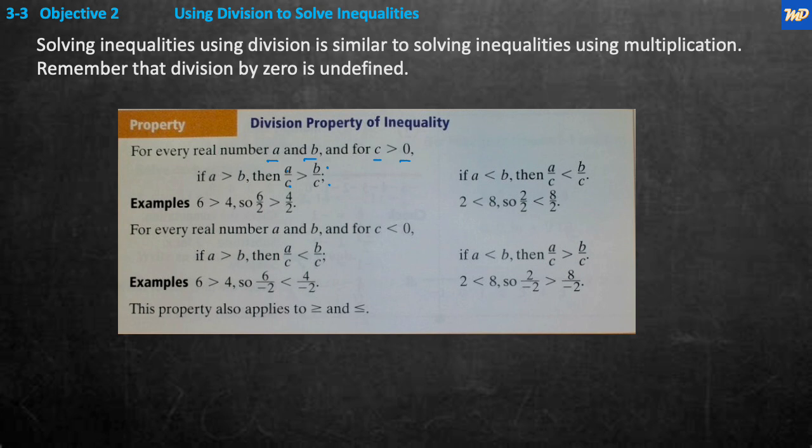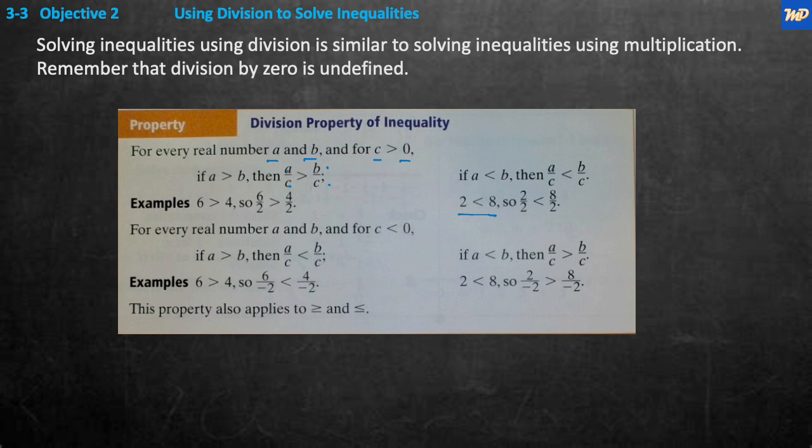So let's look at an example. 6 is greater than 4. So 6 divided by 2, which is 3, is greater than 4 divided by 2, which is 2. How about 2 is less than 8. So 2 divided by 2, which is 1, is less than 8 divided by 2, which is 4.